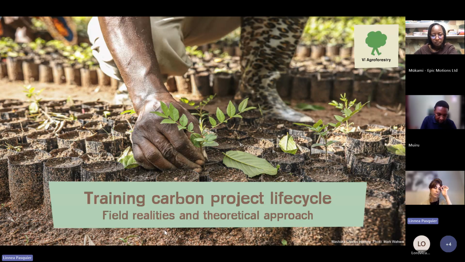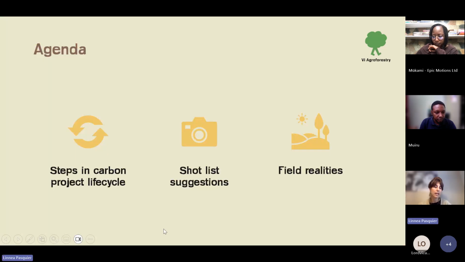So this will be the training on carbon project lifecycle. We will include both the field realities aspect and the theoretical approach, so like the more school cover, so we understand the concepts. And this will be the agenda. So I will go through the steps. There are in total 9 steps.